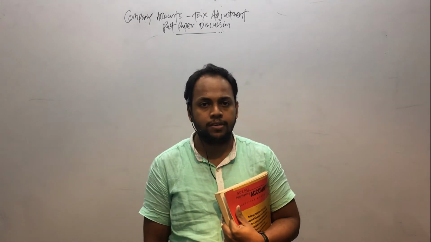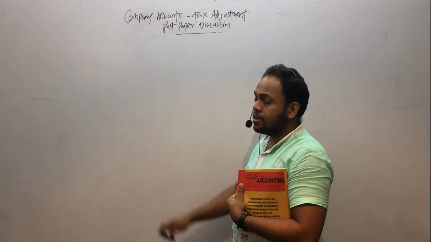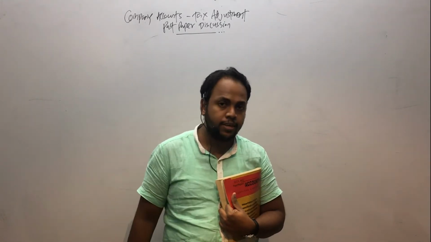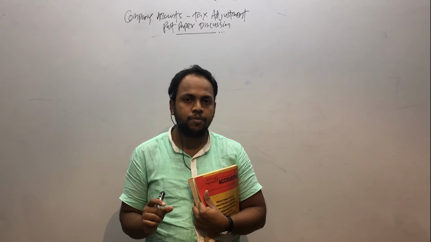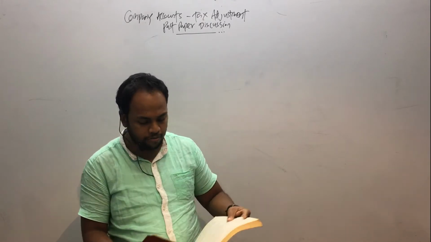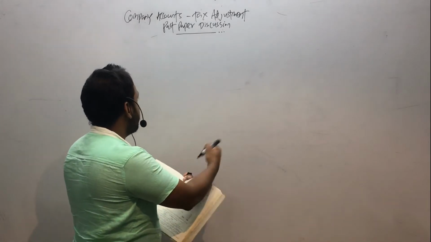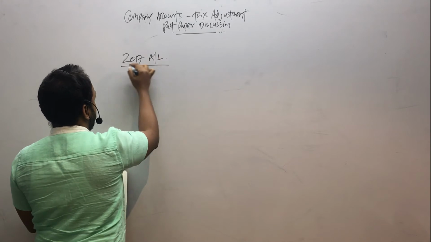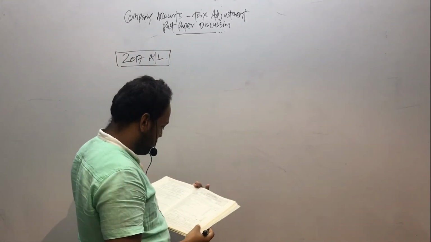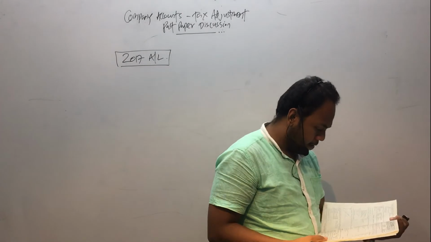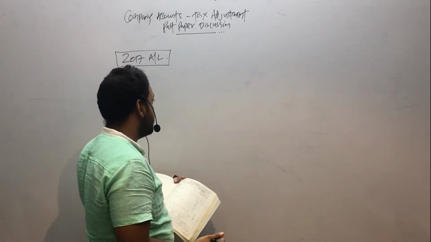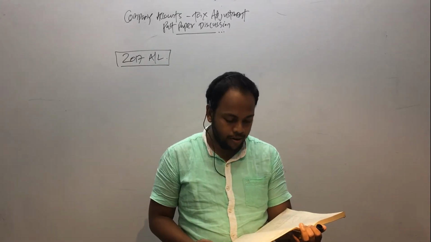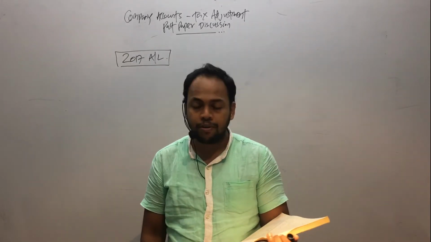Now we'll discuss some past paper questions on company accounts tax adjustment. So I will be discussing the tax adjustment related to company final accounts. So we'll start with 2017 paper, right? Whatever information is given, I will write it. Then there are two methods we can use for the tax adjustment. I will explain both methods.